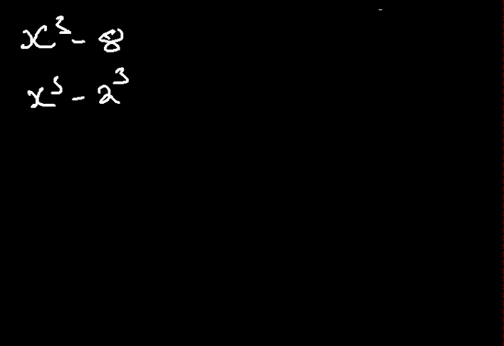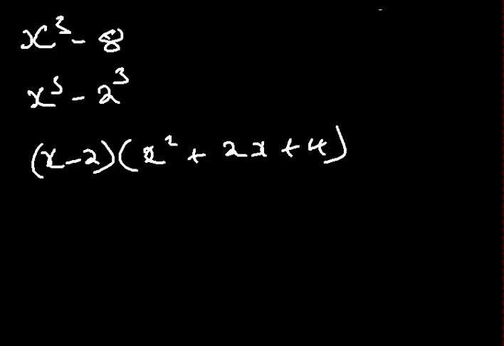As we already talked about, the difference of two cubes is factorized in the sense that we'll have it as (x minus 2) times (x squared plus 2x plus 4). That's how we're going to factorize that one. That's the difference of two cubes.